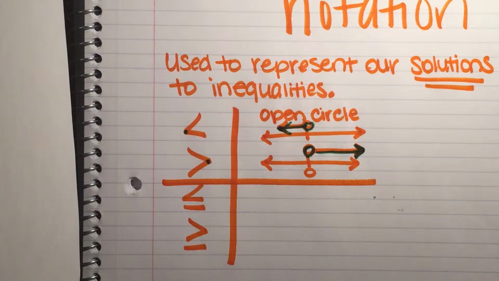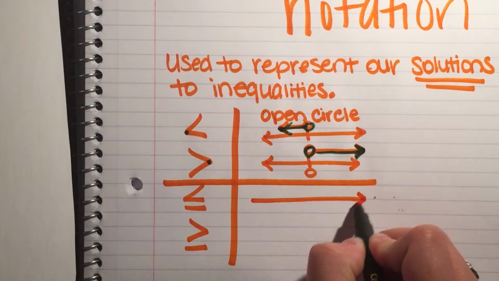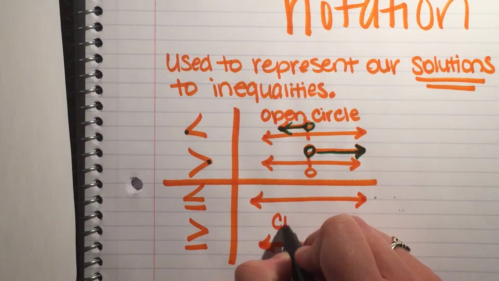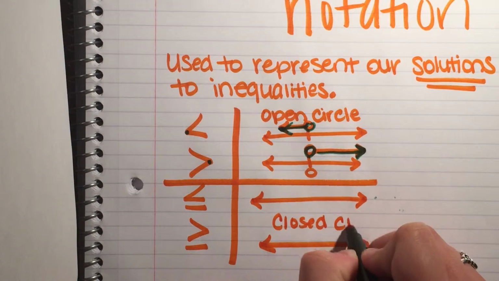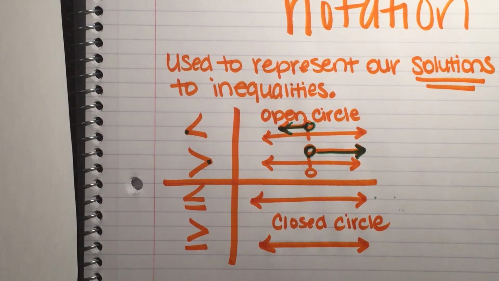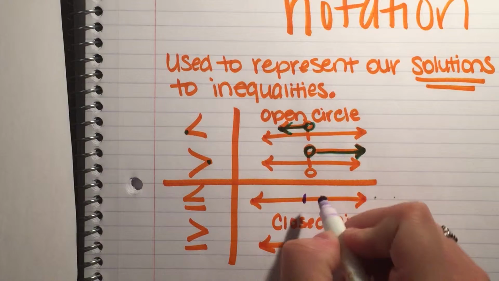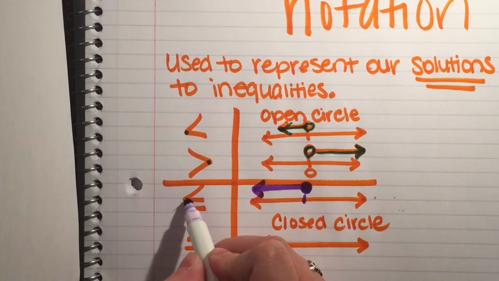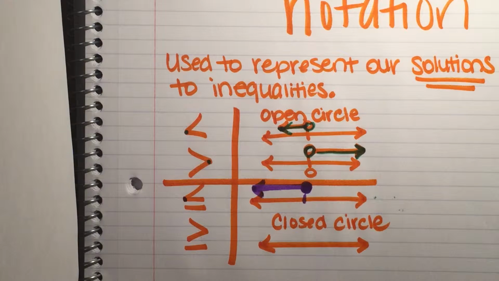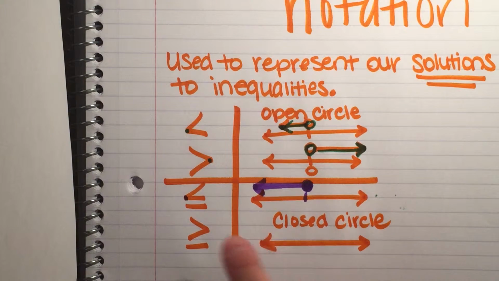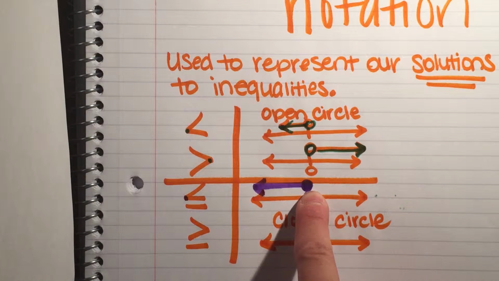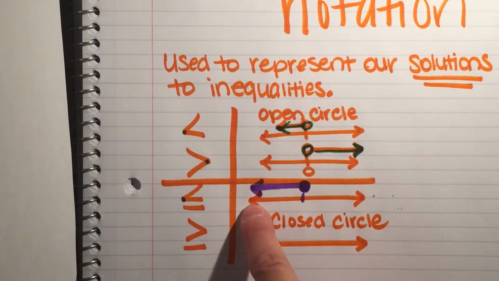Now let's look at less than or equal to, greater than or equal to. We're going to have a closed circle. That means it's filled in. So I'm going to have a filled in circle pointing to the left to copy the point that I have. So our solutions can be less than or equal to. So we're going to fill in our circle because that is a possible solution, and anything to the left is a solution.